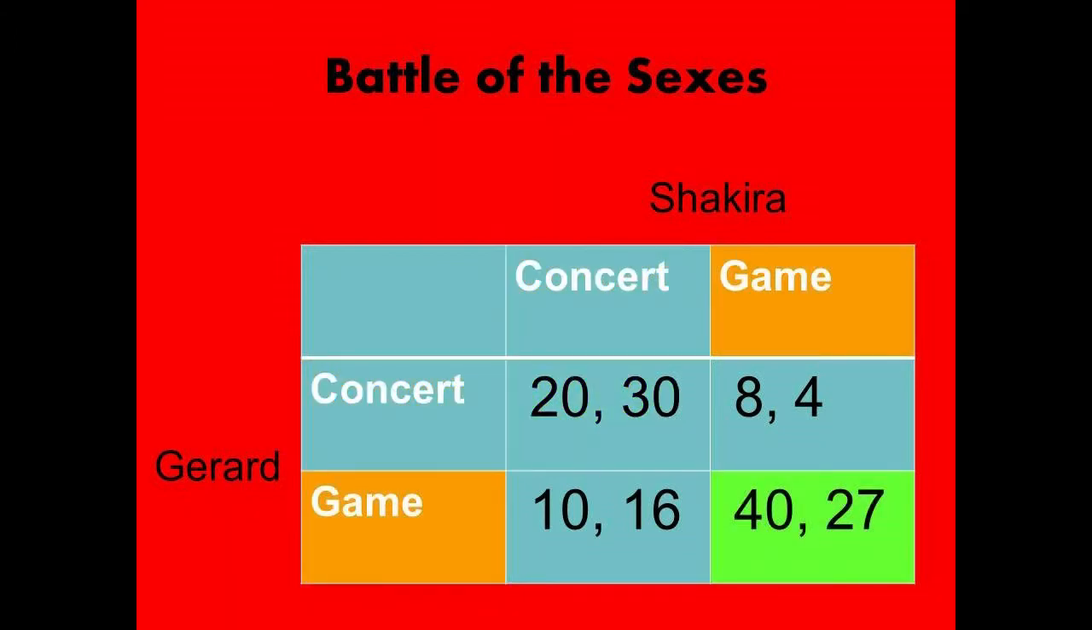If they both decide to go to the soccer game, they're again happier than if they were apart, and Gerard is particularly happy because he's a big soccer fan. If Gerard goes to the game and Shakira goes to the concert, they're not as happy as if they were together, but happier than if they went to the event they liked the least. If they each go to the event they like the least, thinking wrongly that the other would be there, this produces the worst outcome for both players.